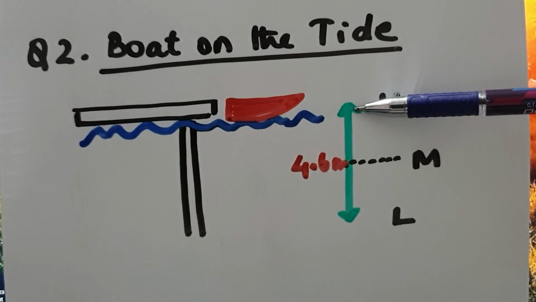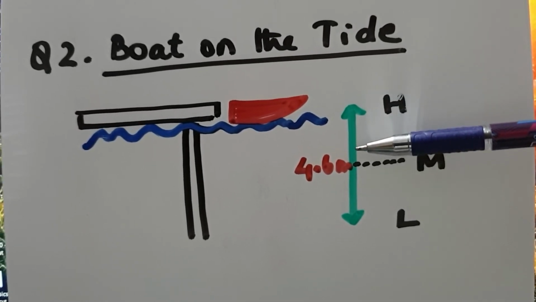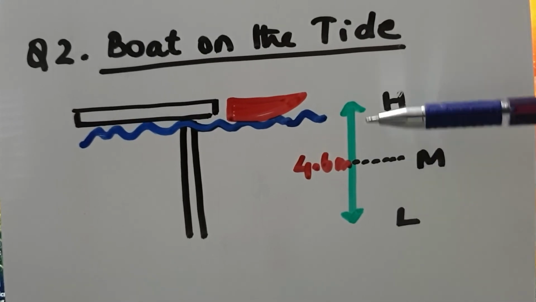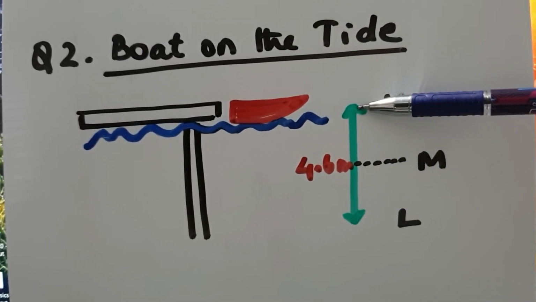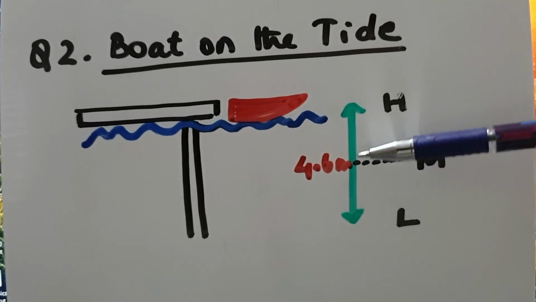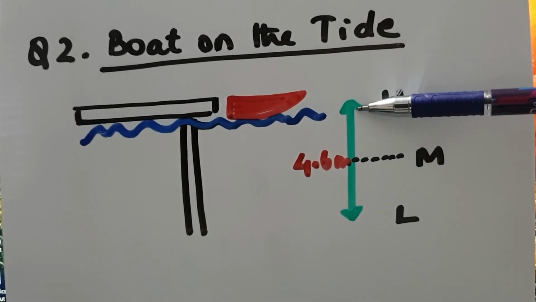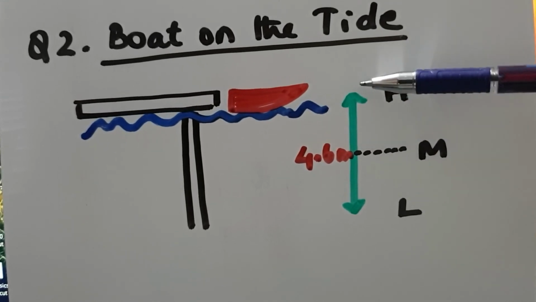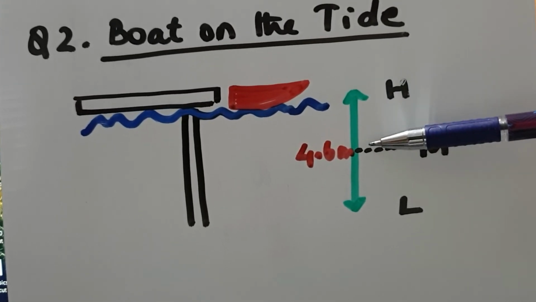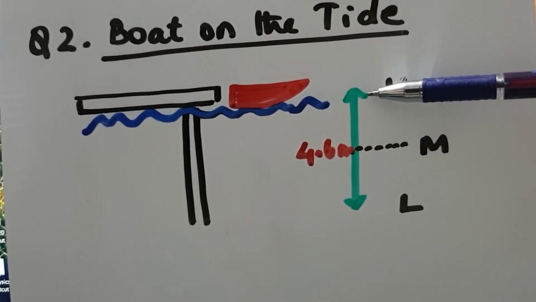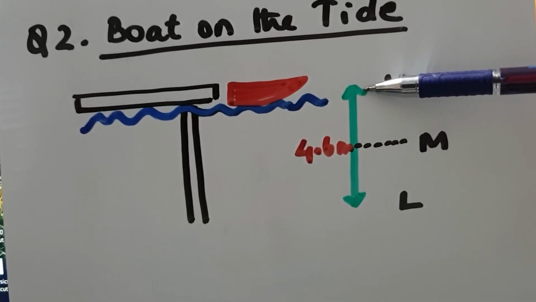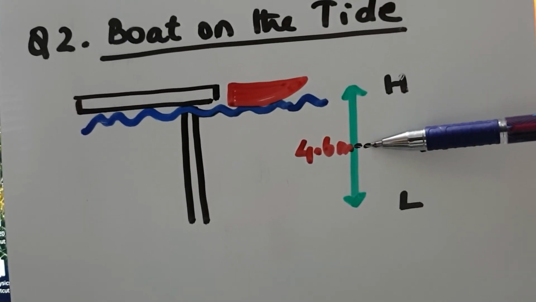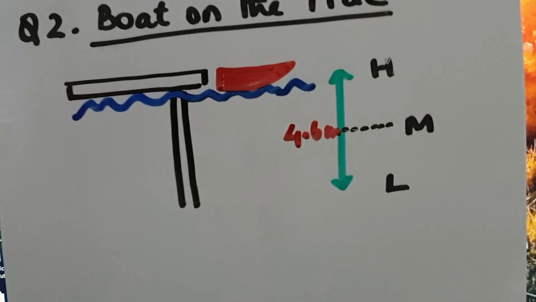Now at 11 o'clock, it's here. They want to know at what time will the boat reach there. Now we also know that the period is 12 hours. So the time it takes to go from up to down and back again is 12 hours. So from here to here is a quarter of 12. So 12 divided by 4 is 3 hours. So if this is 11 o'clock, and then you add 3 more hours, you get 2 p.m. Okay, so the boat will be at mid-tide at 2 p.m. So that's what that is.